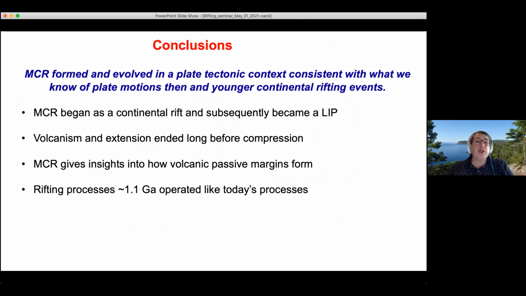So in conclusion, the MCR formed and evolved in a plate tectonics context consistent with what we know about plate tectonics then and younger continental rifting events today. It began as a continental rift and subsequently became a LIP. The volcanism and extension ended long before the compression began. The Midcontinent Rift gives insights into how volcanic passive margins form. And the bottom line is that rifting processes 1.1 billion years ago operated a lot like today's.